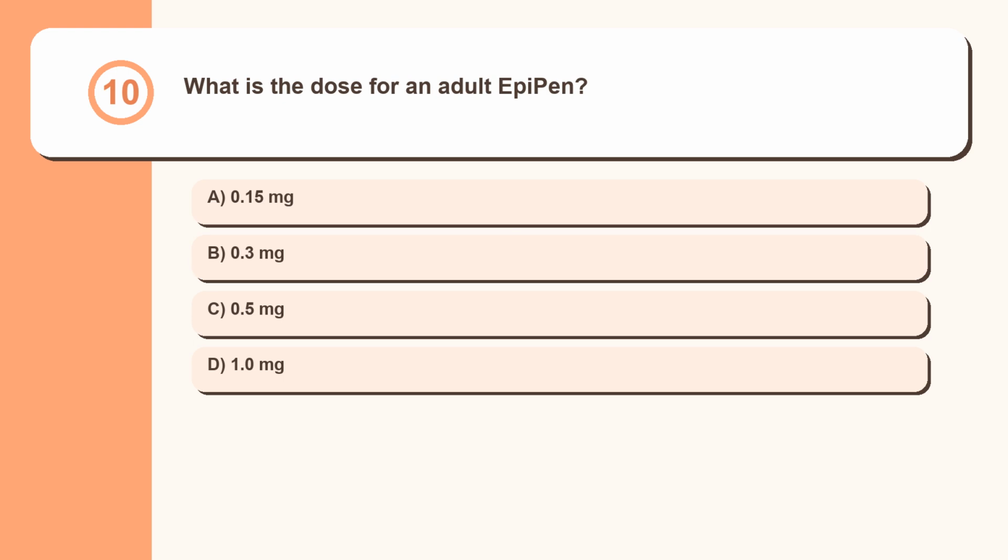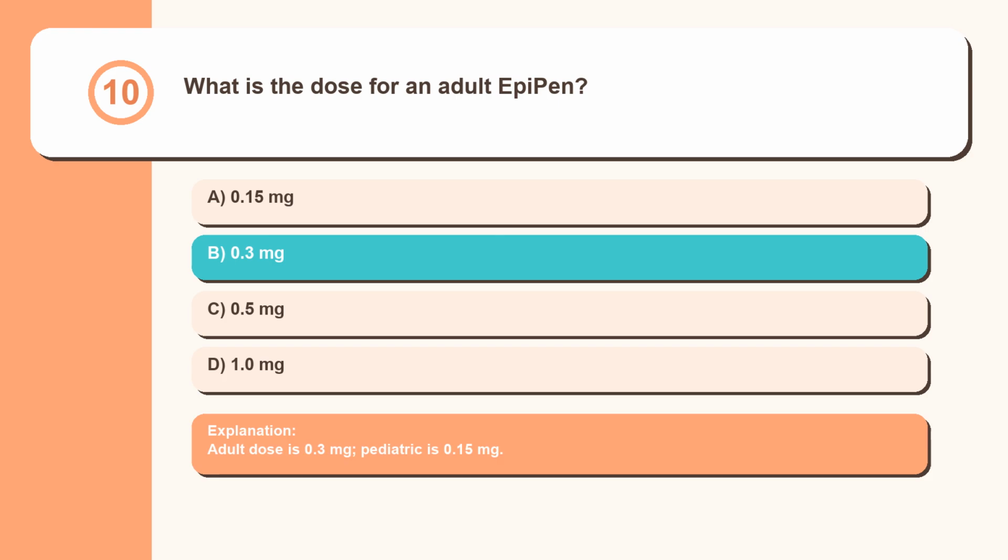Question 10. What is the dose for an adult EpiPen? 0.15 mg, 0.3 mg, 0.5 mg, 1 mg. Adult dose is 0.3 mg, pediatric is 0.15 mg.